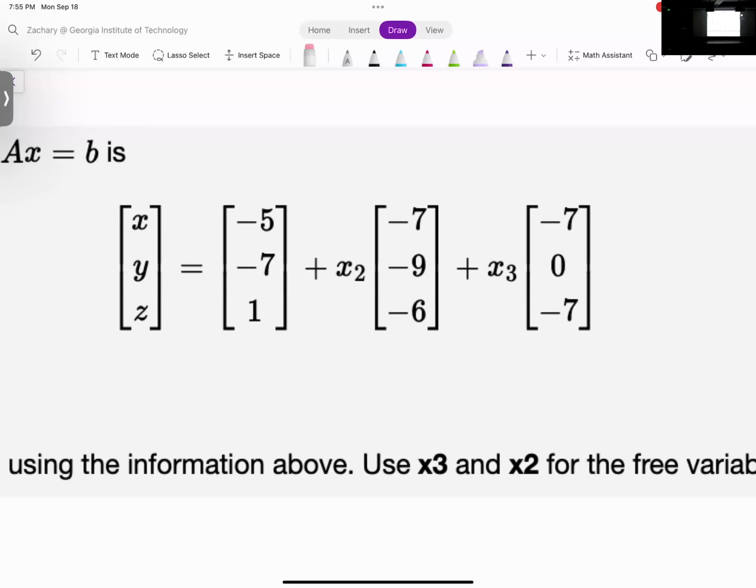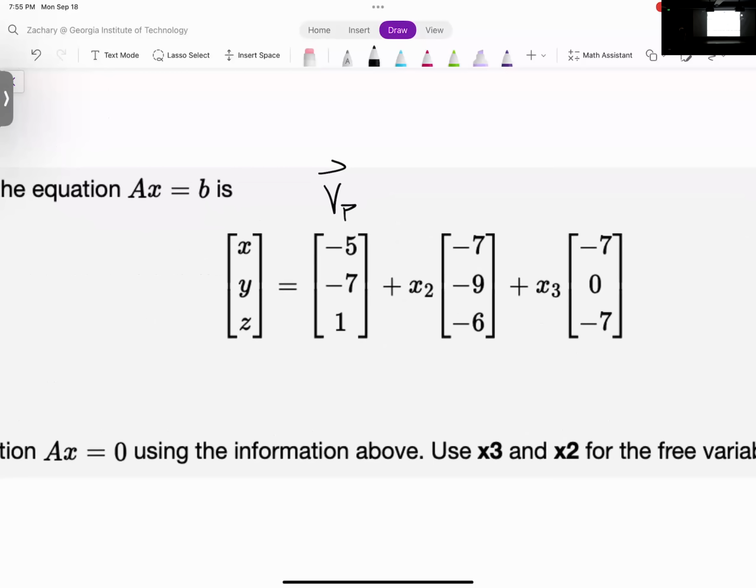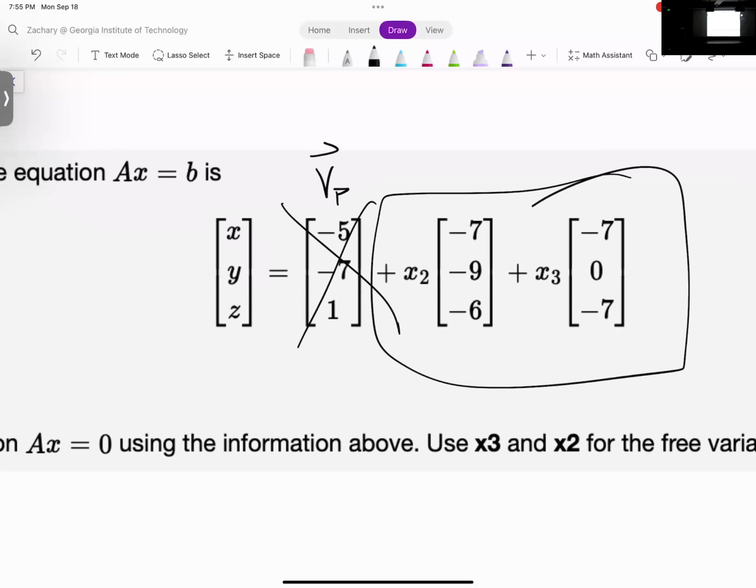The first thing, right? I like to call it V sub P, the particular solution. If instead I'm solving for AX equals 0, what does this vector become? Yeah, it becomes 0. It goes away. So all we have to type in is this. We're done. Any questions on this?